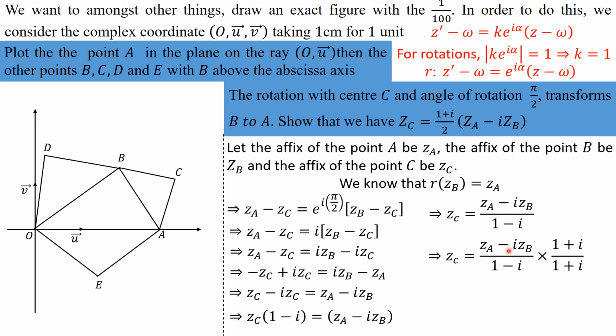Now for my ZC, I'm going to divide both sides of this equation by 1 minus I. When I do that, next I rationalize the complex number 1 minus I. That's, I multiply the top and the bottom by the conjugate of the denominator. Since this is 1 minus I, to get the conjugate, I just change the sign of the imaginary part. So it means my ZC is equal to ZA minus IZB divided by 1 minus I, times the conjugate, which is 1 plus I, and I divide it by the same conjugate. Now if I multiply the denominators, I'm just going to get 2. If I multiply the numerators, I'm going to get 1 plus I times ZA minus I ZB. So we have proven what was required.